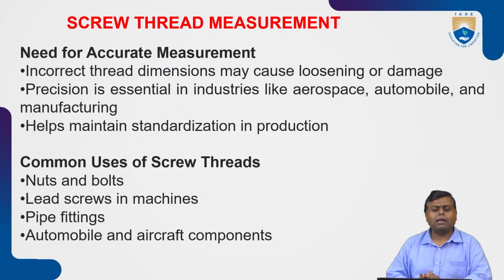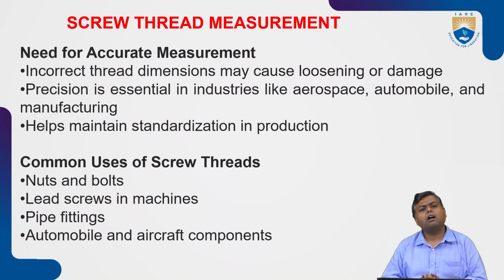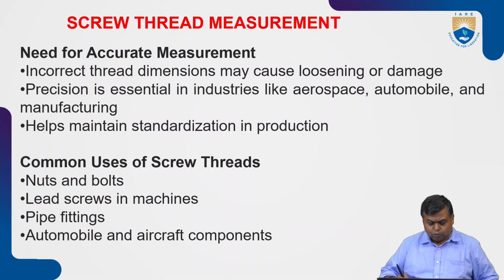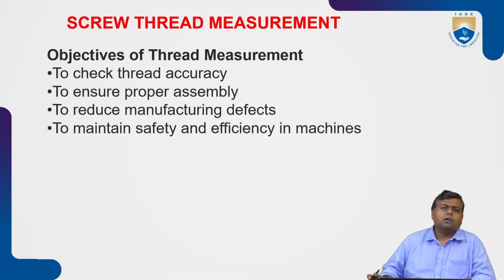The next is automobile and aircraft components. Different automobiles have n number of components, and different components may use screw threads. Similarly with aircraft components. Next, the objectives of thread measurement are that we need to check the accuracy of the thread, and also ensure proper assembly with respect to different mating parts. This will reduce manufacturing defects and improve safety and efficiency in the machines.